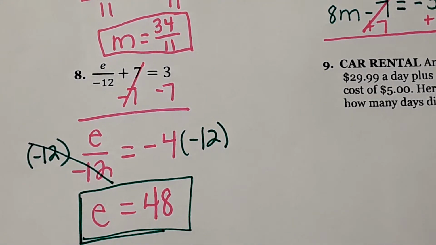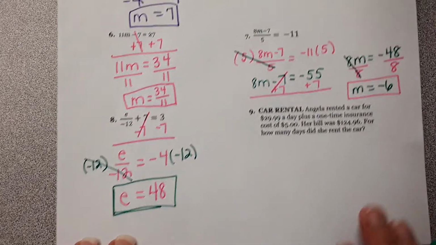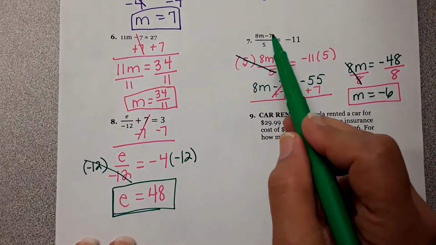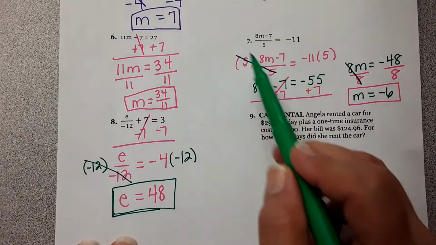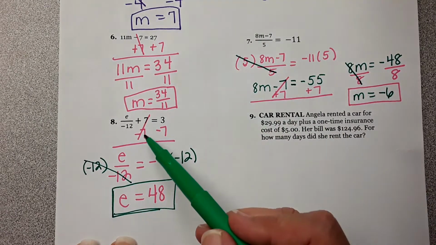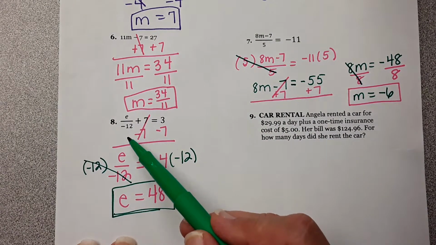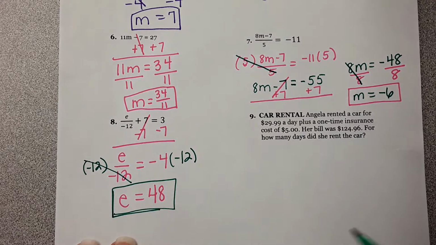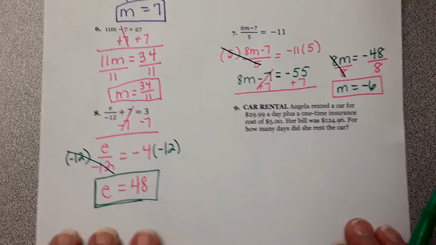So again, the biggest difference that I want you to see is that this problem is all over 5, so we have to get rid of the 5 first. This one, just the variable over the number, so we just do it like a normal equation. You add or subtract first, and then you multiply or divide. Okay.